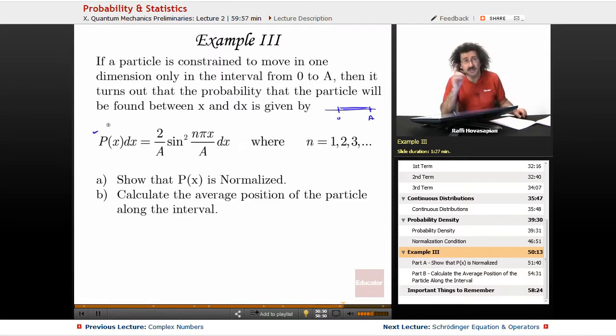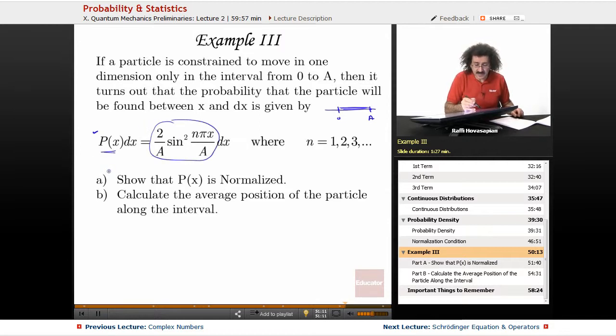Don't worry about that. Later when we talk about this thing called a particle in a box, we'll see this again. It turns out to be very basic and elementary, but very important. So the probability that the particle will be found between x and dx is given by this right here. Notice p(x), that's the probability density. This whole thing is the probability. This is the probability density. N is going to be equal to 1, 2, 3, and so on.